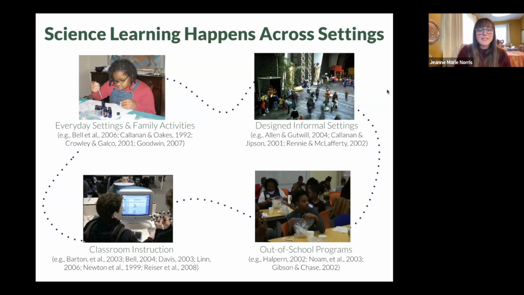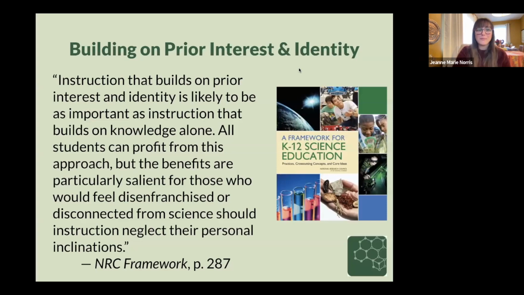So science learning is happening across settings. To build on interest and identity, we have to take into account all of the places where learning happens across student lives. In addition to school, this includes places other than school, like everyday settings and family activities, like Brenda's story that Phil shared, designed informal settings, and out-of-school programs. All significant learning is supported by multiple institutions, and different environments are going to support different related forms of science learning. So helping learners coordinate their learning across settings is a core equity strategy.